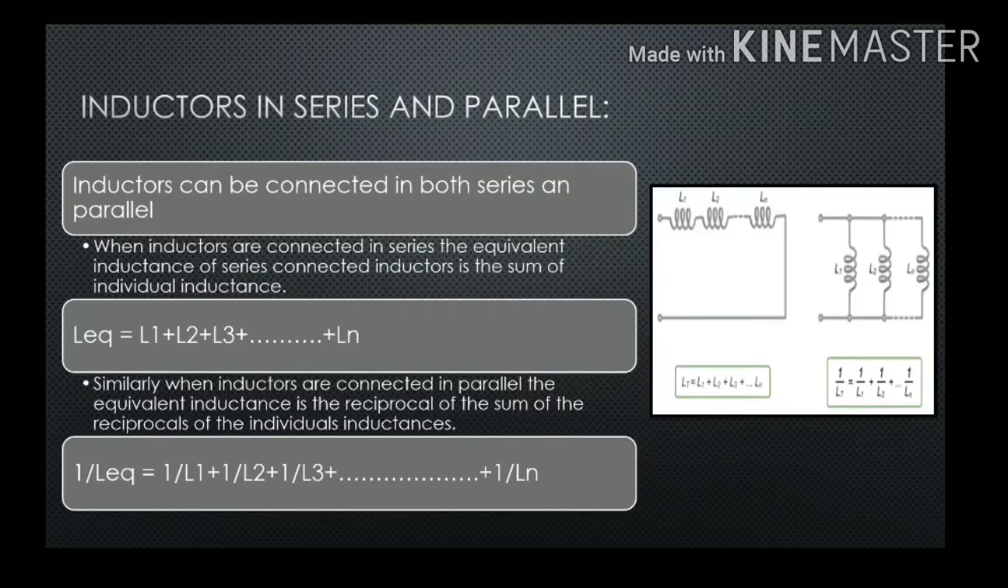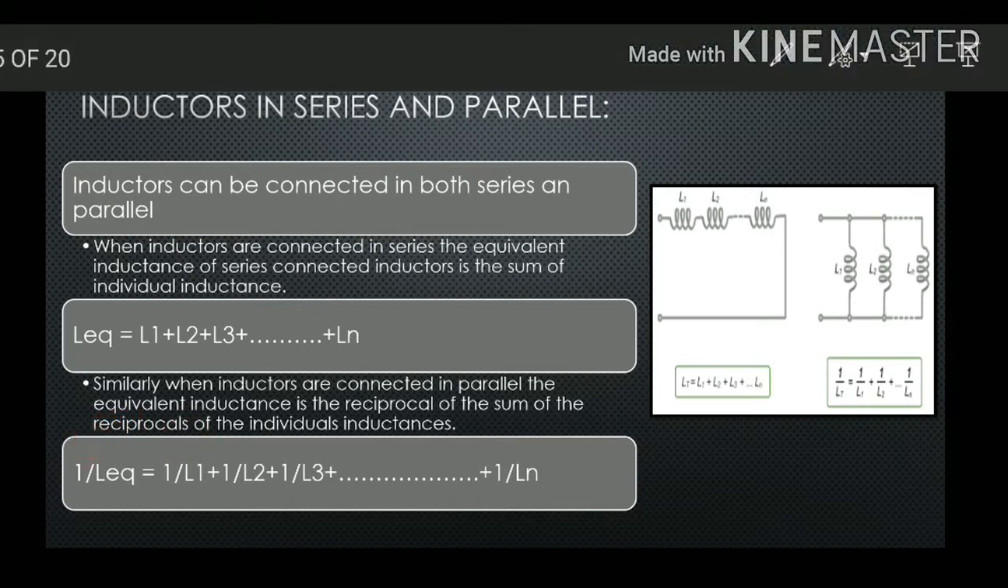Inductors can be connected in both series and parallel. When inductors are connected in series, the equivalent inductance of the series connected inductors is the sum of the individual inductances, as seen in this expression: L equivalent is equal to L1 plus L2 plus L3 and so on up to Ln. Similarly, when inductors are connected in parallel, the equivalent inductance is the reciprocal of the sum of the reciprocals of the individual inductances, as seen in this expression.